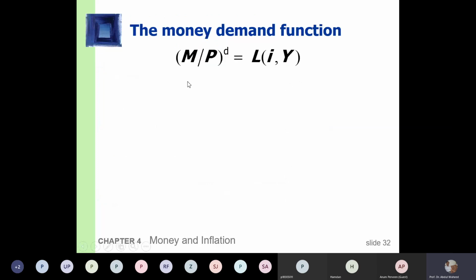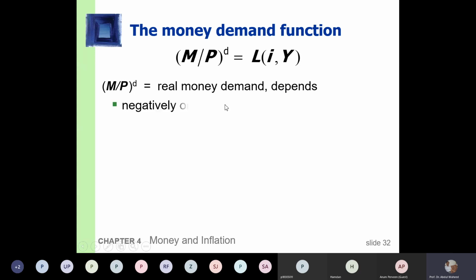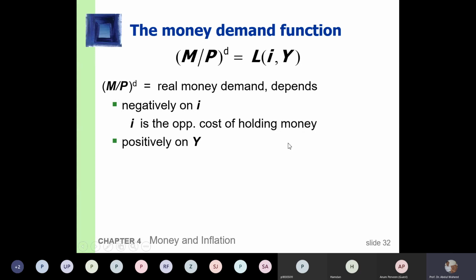So this is the real money demand, which is a function of nominal interest rate and real output, and this L is for liquidity. Okay, so real money demand depends negatively on the nominal interest rate, and this nominal interest rate is the opportunity cost of holding money. It depends positively on real output: the higher the real output, the more real demand for money because people want to make transactions.